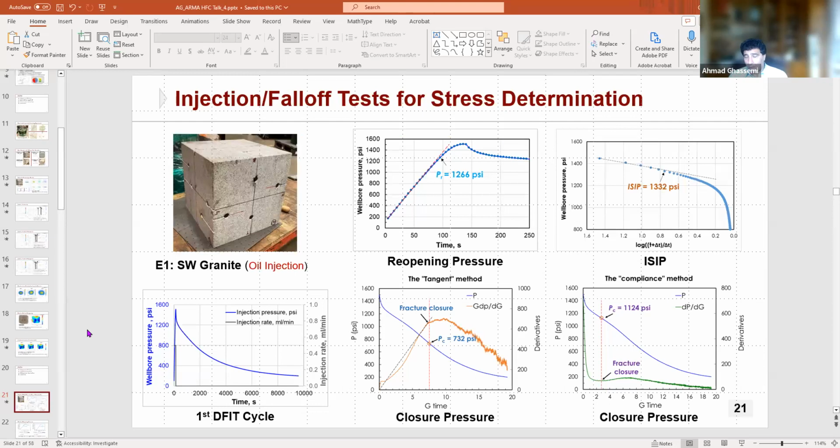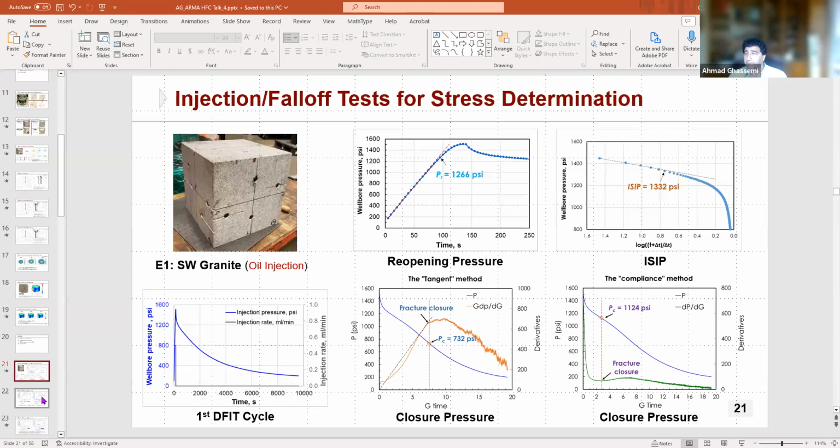And I should emphasize here that our DFIT cycles begin after the third cycle of fracturing. So the first DFIT cycle is the first cycle after the third fracture propagation cycle. And so we can see right here that the closure pressure obtained from the so-called tangent method is very low, about 732, compared to 1250. The compliance technique provides a higher estimate, a better estimate, still a bit lower, 1124 psi.